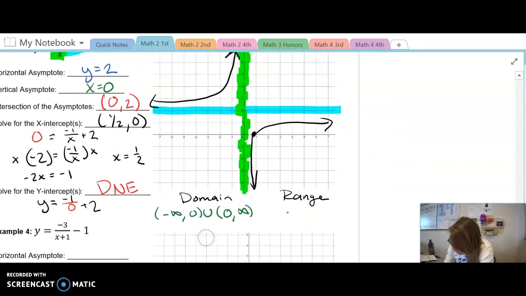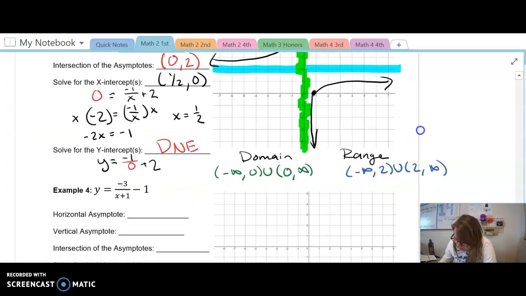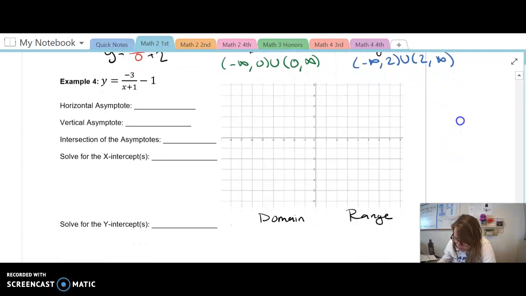So my range is going to be negative infinity to positive 2, union 2, comma, infinity. Exactly how you want to write it. Don't change it. All right. Don't forget those unions. That is going to be the number one common mistake, is that you're going to forget about those unions. That has to be part of your interval. All right. So let's do this last one.